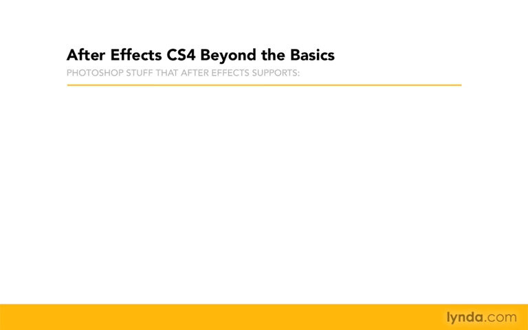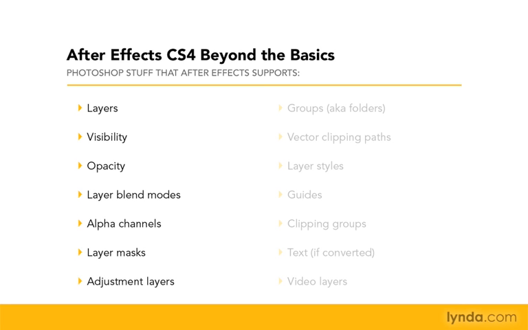Now, I've made up this little chart here that talks about Photoshop features that After Effects supports. For example, layers in Photoshop. If you bring over the PSD file, the Photoshop document, After Effects will recognize the Photoshop layers. It will recognize the visibility of the layers, opacity, blend modes, alpha channels, layer masks, adjustment layers, all this stuff. And I actually add to this list vanishing point, and if you have Photoshop CS4 Extended, 3D layers, which we'll cover later in this chapter. And there's a strong relationship between Photoshop and After Effects for a reason, because stuff that you do in Photoshop can really enhance the work you do in After Effects.